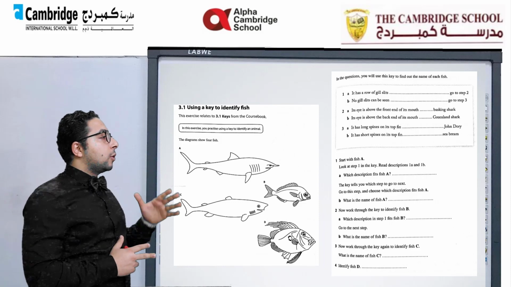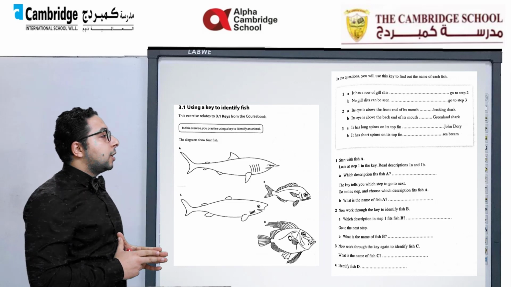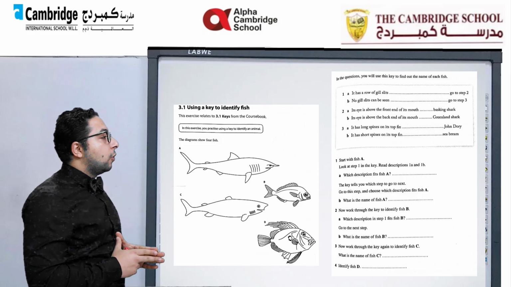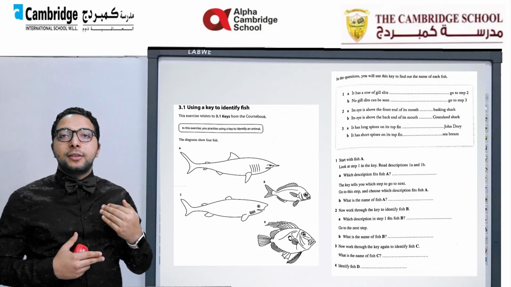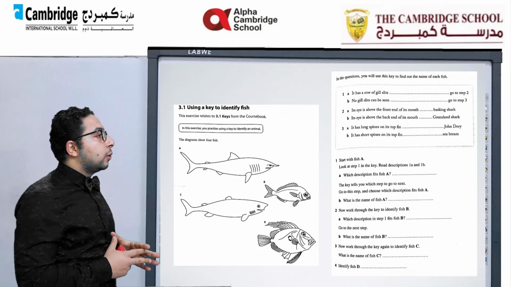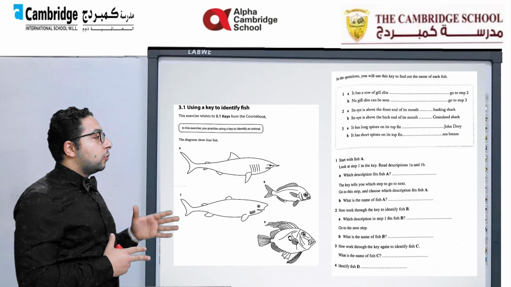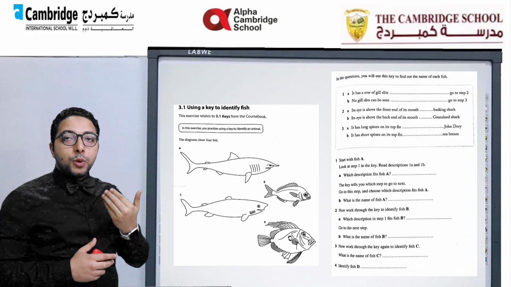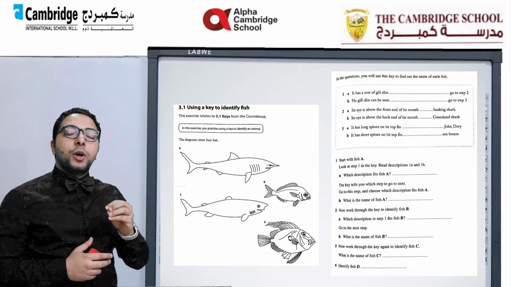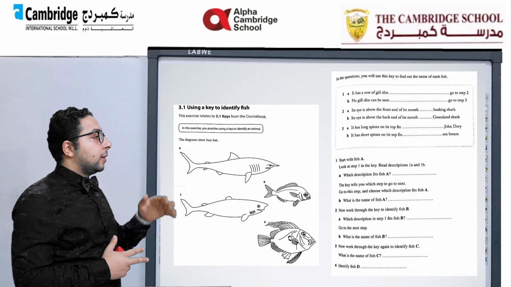Let's start with question 1. Start with fish A. Look at step 1 in the key. Read description 1A and 1B. In order to figure out the answer for the first question, we need to go through the descriptions of 1A and 1B. Let's go through them. It has a row of gill slits. Go to 2. No gill slits can be seen. Okay, so the question: which description fits fish A? As you can see, in fish A you can see the gill slits over there. So that's what we're going to write. Answer of 1A: it has a row of gill slits.